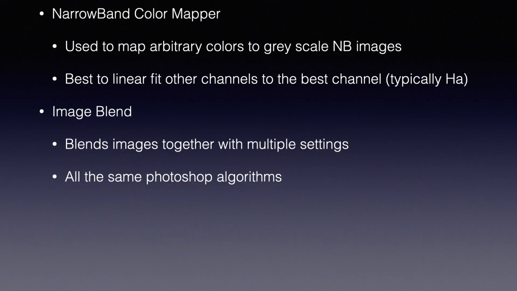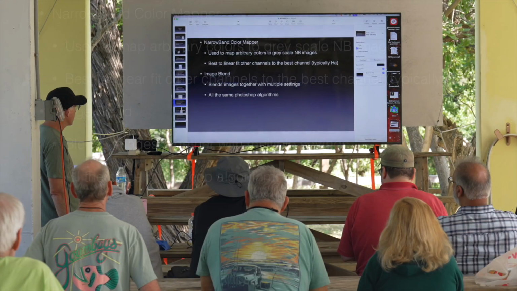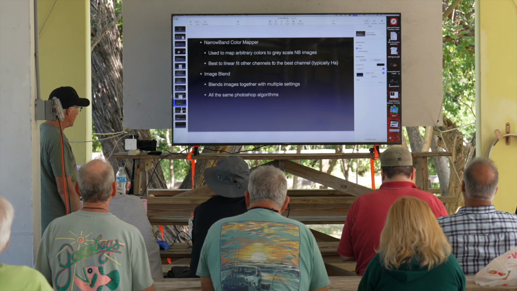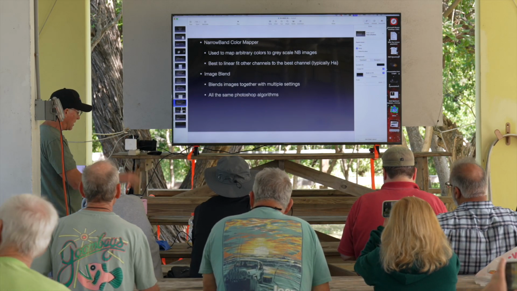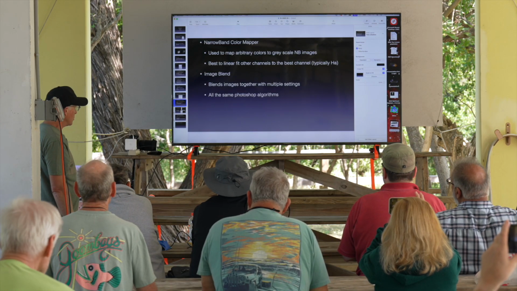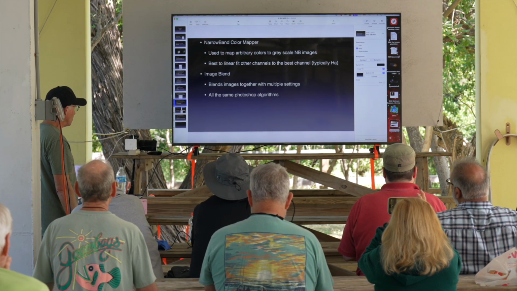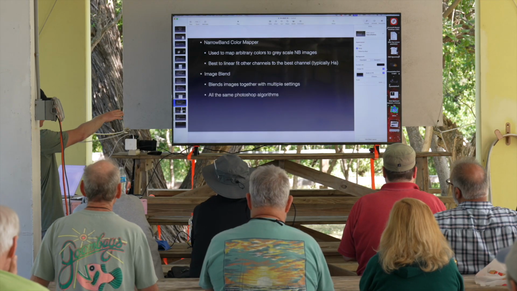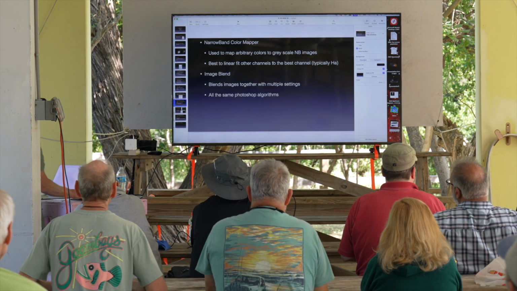Narrowband color mapper, image blend. You can assign arbitrary colors to narrowband images in a nice, easy, in-your-face way of doing it without having to figure out what percentages of this or this in pixel math. Same thing with image blend. It just takes two images and blends them together. You decide how you want to do it. It's got all the same Photoshop algorithms in there.